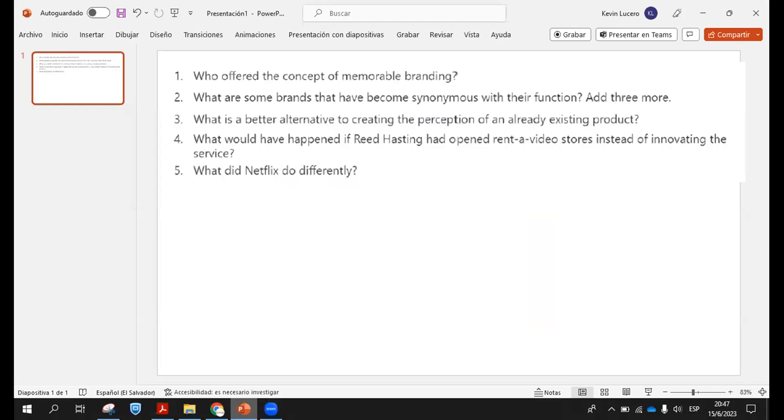First question, who offered the concept of memorable branding? Al Ries and Jack Trout. Al Ries and Jack Trout. Okay, I'm going to write it here in pencil.